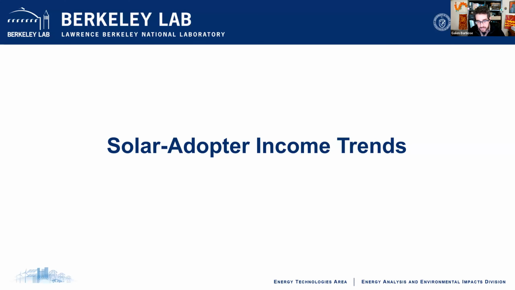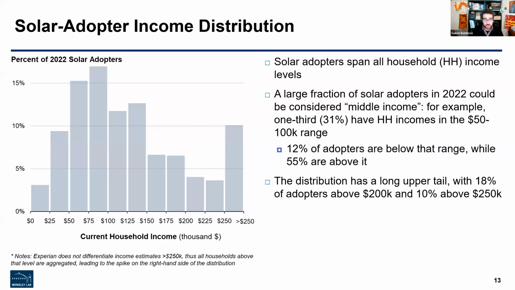So with that, let's start digging into some of the trends. I'm going to focus just on some of the high-level income-related trends here. This figure shows the distribution of household incomes among 2022 solar adopters. So these are households that installed solar in 2022. And you can see it's a wide distribution. Households from all different income ranges installed solar last year.